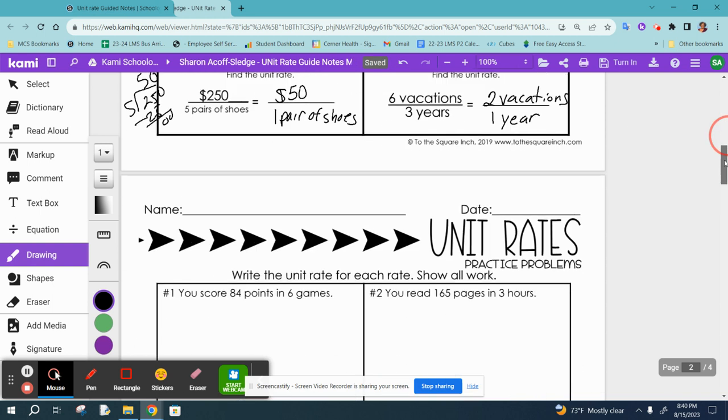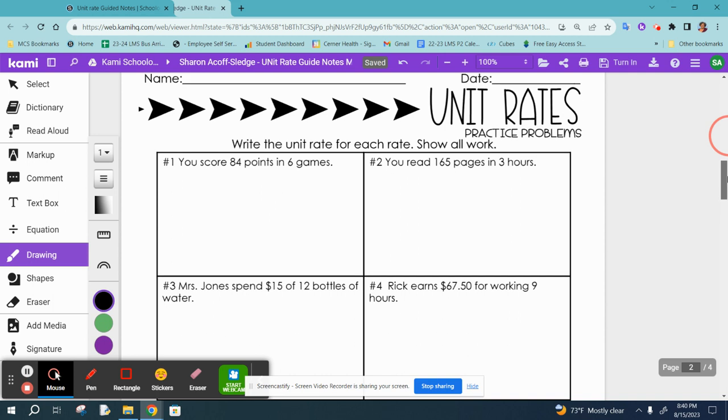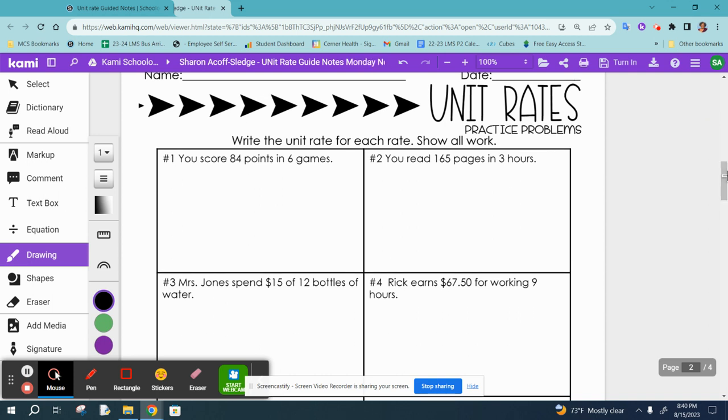That must be fun. So now you're going to do these on your own and make sure, for example, that you write, I need to see this, 84 points, 6 games. Don't just write the answer, always write the problem. And 84 divided by 6, I believe that's 12. 12 times 6, no, that's 72. I think it's 14. 6, 24. Yeah. And so this is going to be 14 points per 1 game.